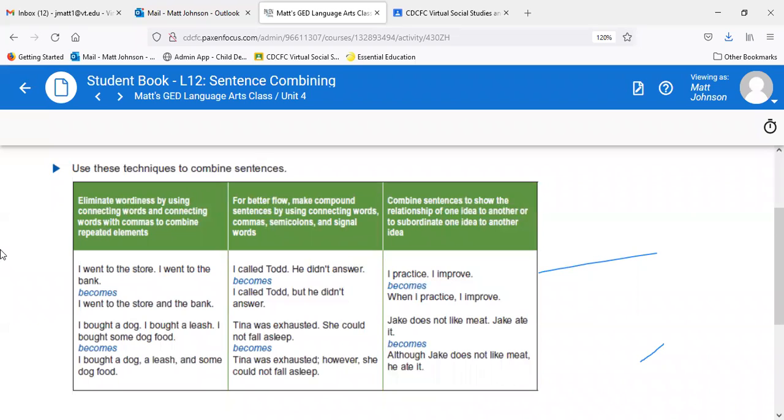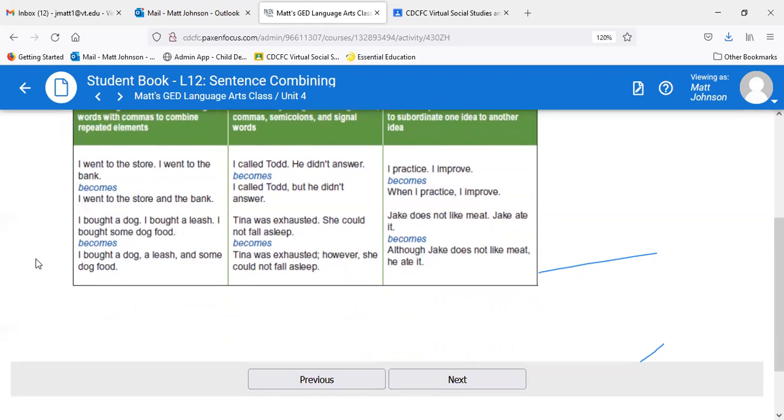Instead, you add "and." I went to the store and the bank. You're not even combining two complete sentences. You're using the same verb there, I went, right? Because you went to two places. I went to the store and the bank. Now we have a more complex idea.